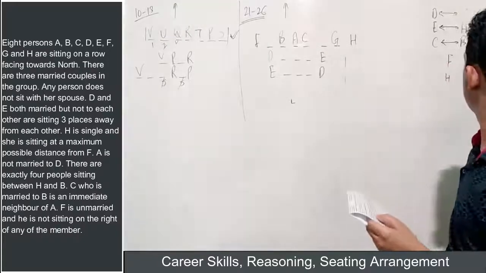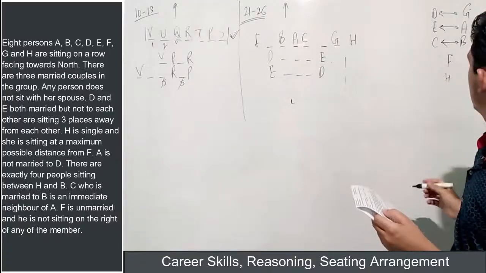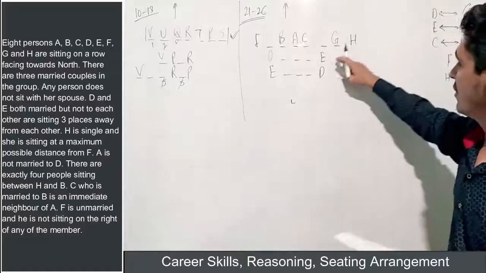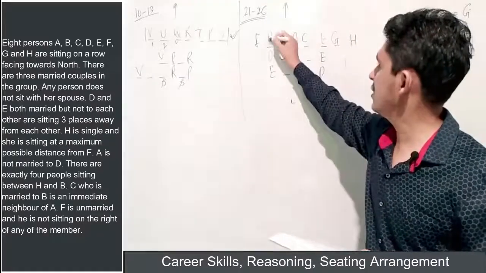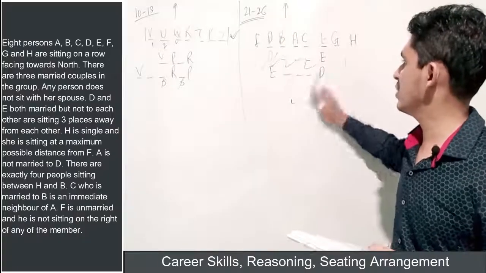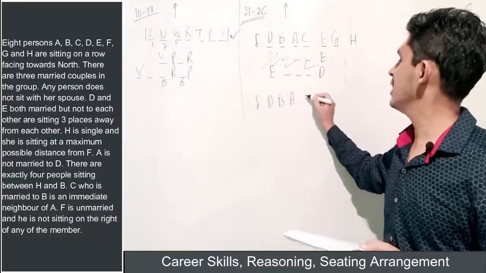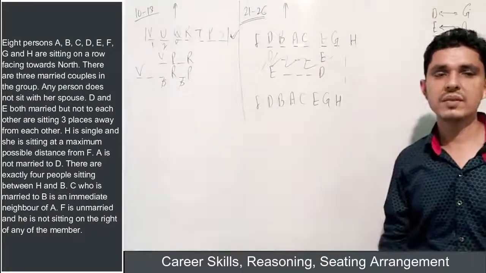Okay, so A, B, C, D, E, F, G. G is remaining. So the spouse of G is D. That means D cannot be here. That means E should be here and D should be here. So our final arrangement will be like F, D, B, A, C, E, G, H, right?